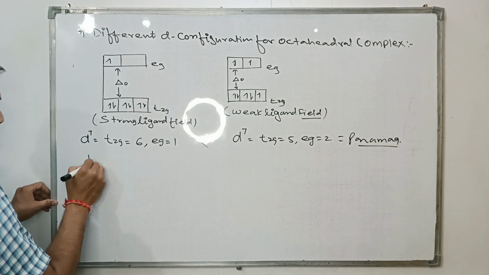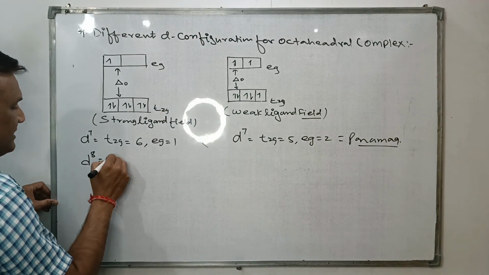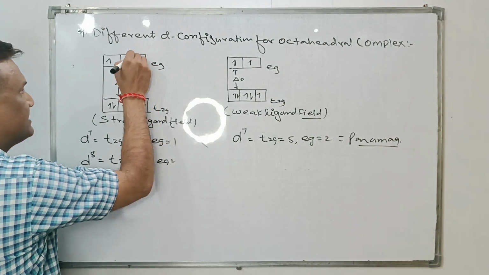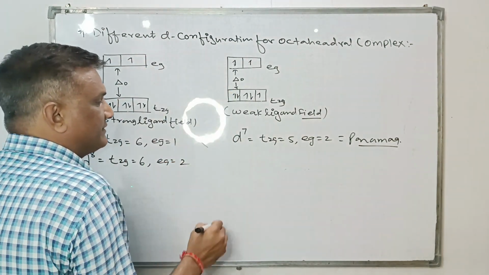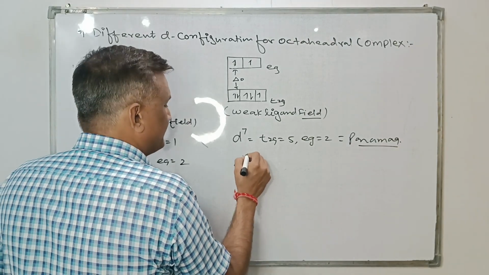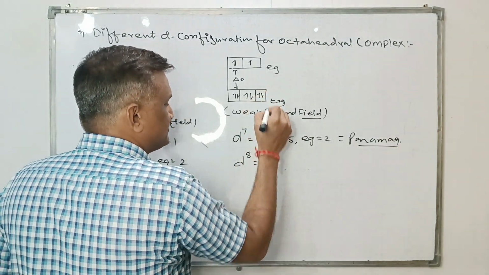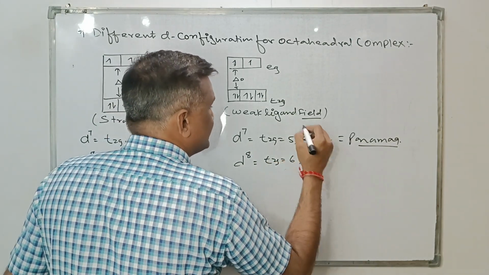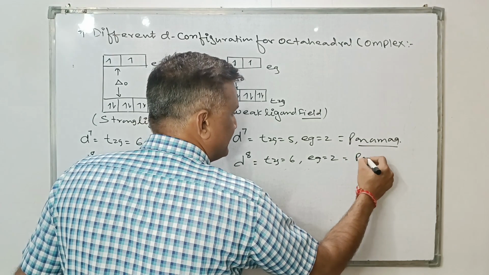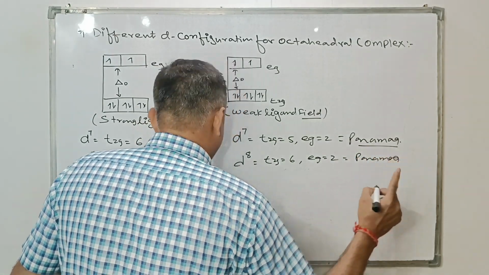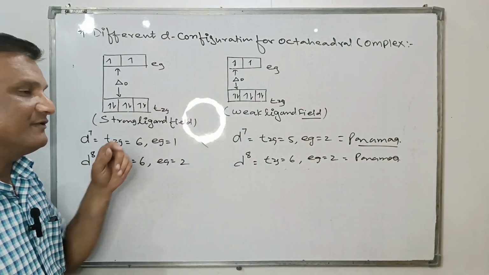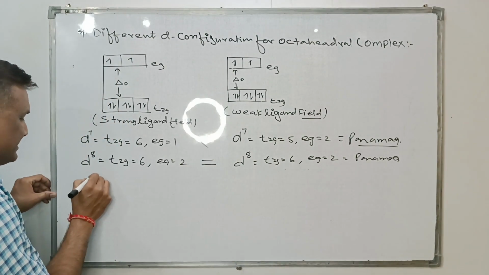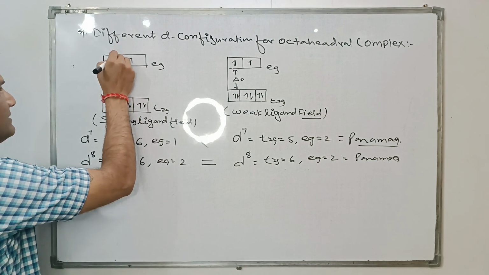If we go with the D8 electronic configuration, then T2G is equal to 6 and EG is equal to 2. And if we go with this, then this is the D8 configuration. So T2G is equal to 6 again, and EG is equal to 2. Both will be paramagnetic. But remember one thing, both have the same configuration, so their magnetic character will also be the same.